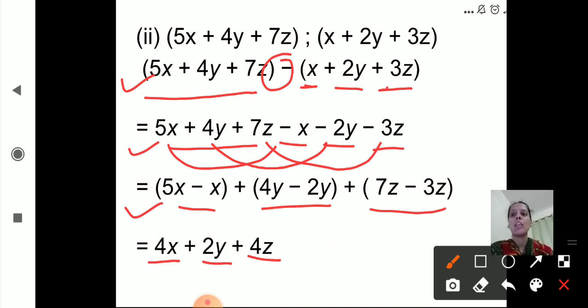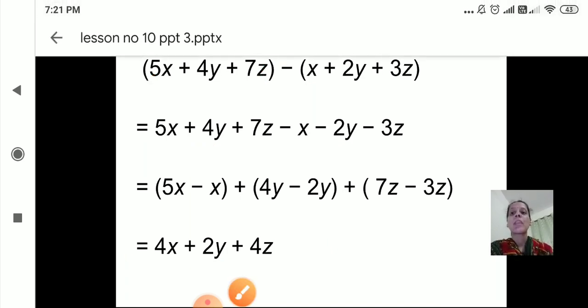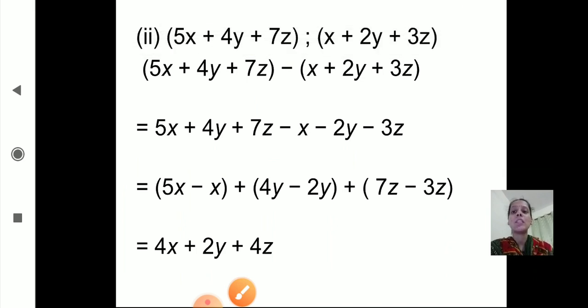Okay, hope you are clear with the second sum. It is the same as addition of algebraic expressions, only while writing the second step you write the signs properly. In addition the signs inside the bracket will not change, but in subtraction, for the second algebraic expression the signs inside the brackets will change.